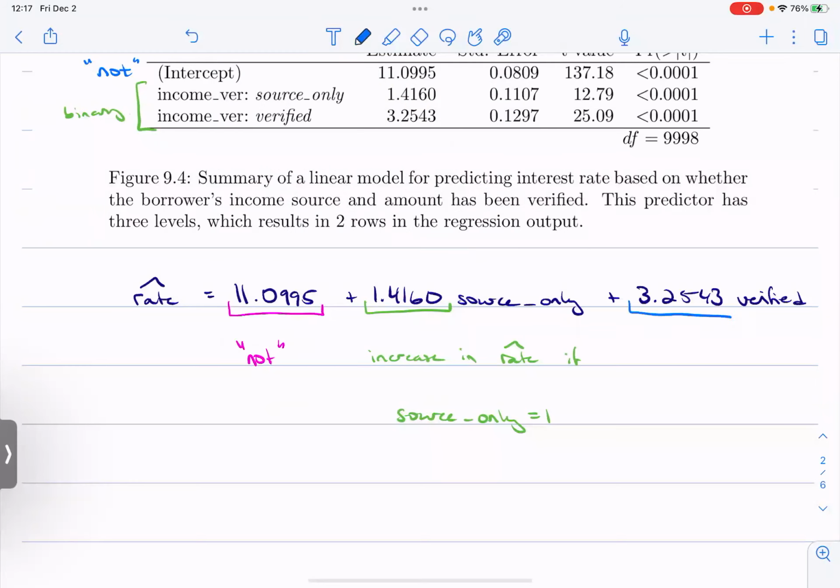Whereas here, the 3.2543 is the increase in the predicted rate if verified equals 1. Because if it has been verified, then source only is off because it can only be one thing, but it's on top of the not, which is the jumping off point.